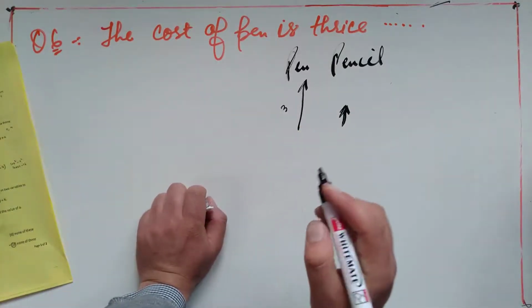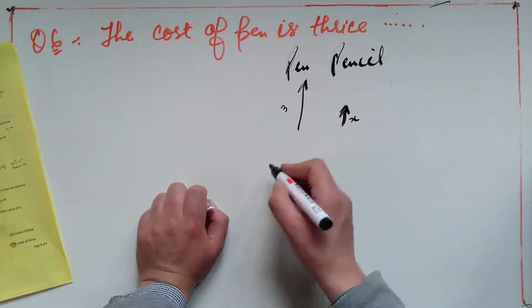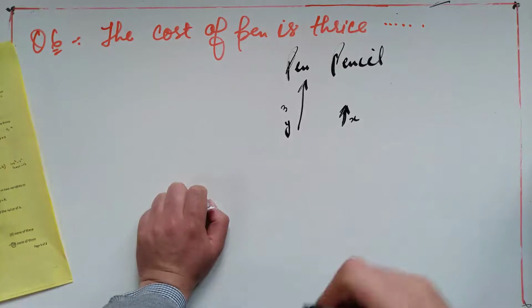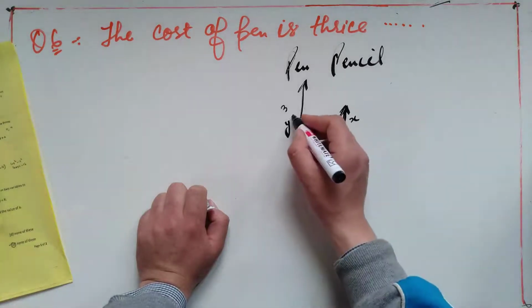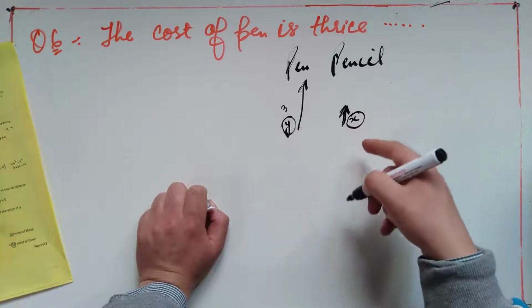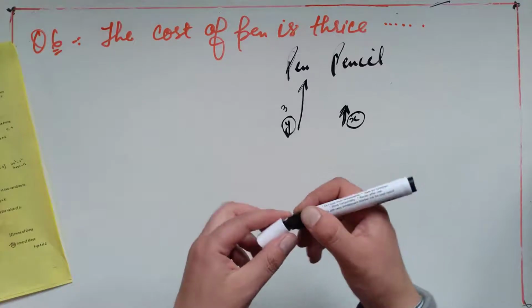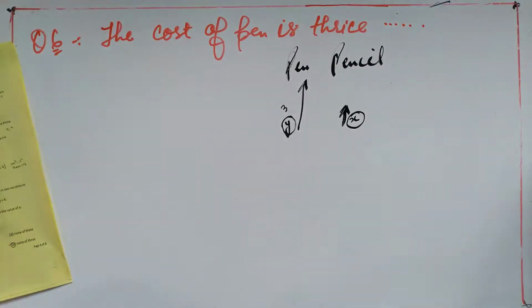So we can say that the cost of pencil is x and the cost of pen is y. We can say that the cost of pen, which is y, is 3 times the cost of pencil, that is x. Simply, y equals 3x. That gives our equation. Let me write this down.